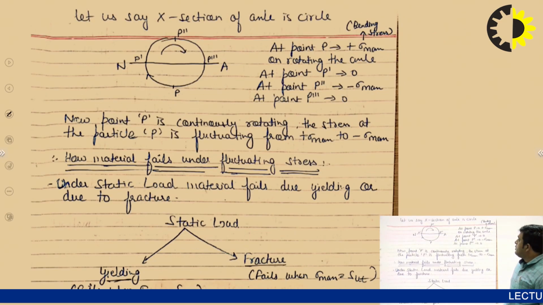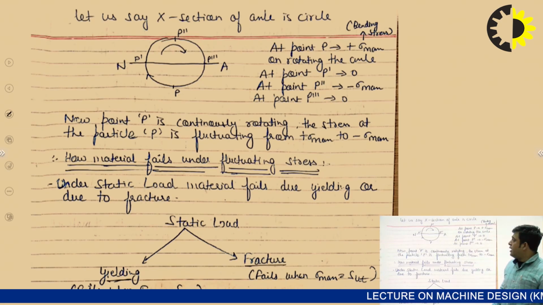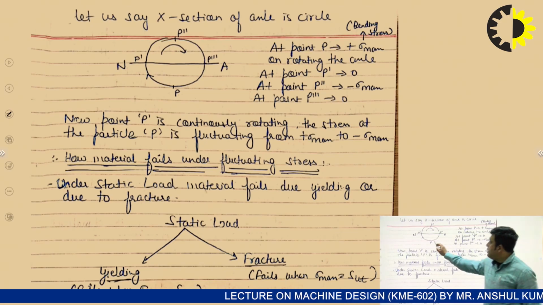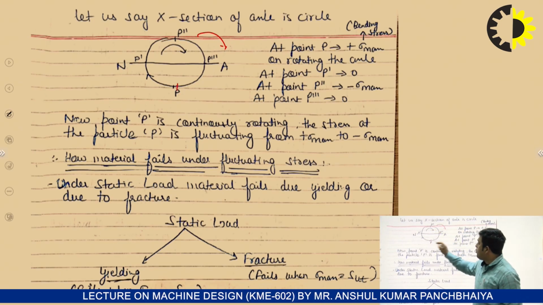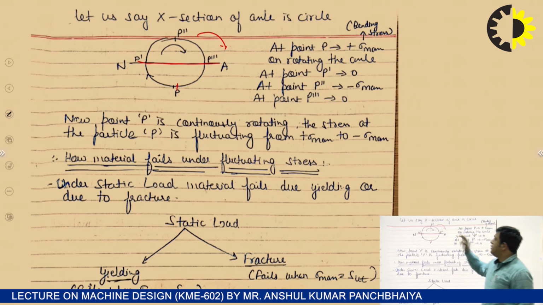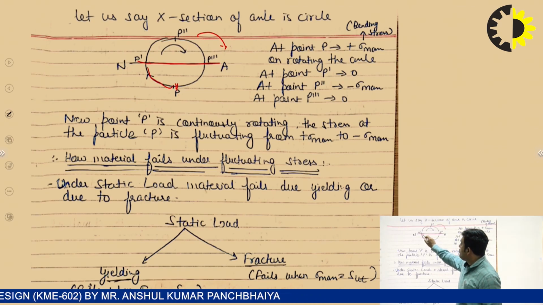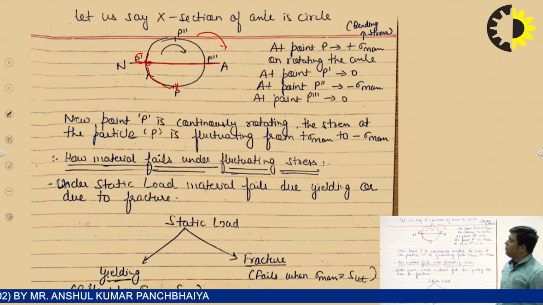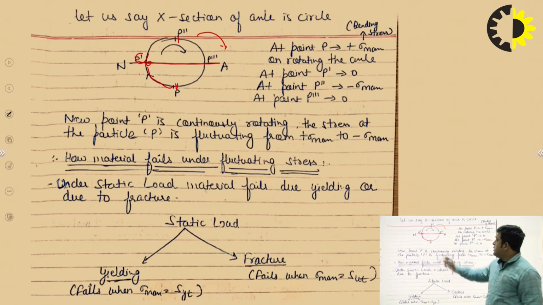Now, let us say the cross section of the specimen is circular. Suppose the rotation is like this, shown here. If we are at point P, this is the neutral axis. At point P, this is the maximum condition. If we rotate it further, we reach P dash, and there it will be 0 because at the neutral axis, the stresses are 0. If we move further, to P double dash, again it is a maximum condition, but the direction is opposite. Then if we rotate it back, we again get the 0 position.